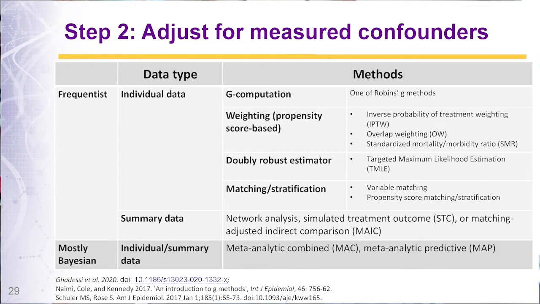If we only have summary data, sometimes we do not have individual patient-level data, we also could use network analysis, simulated treatment comparison, or matching-adjusted indirect comparison. For Bayesian, they also have MAC or MAP that could be used. It's not commonly used here, but I just list a couple for your reference.